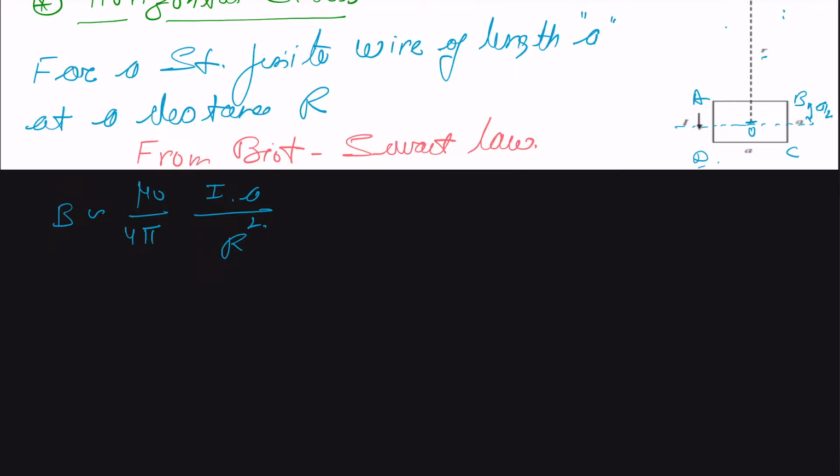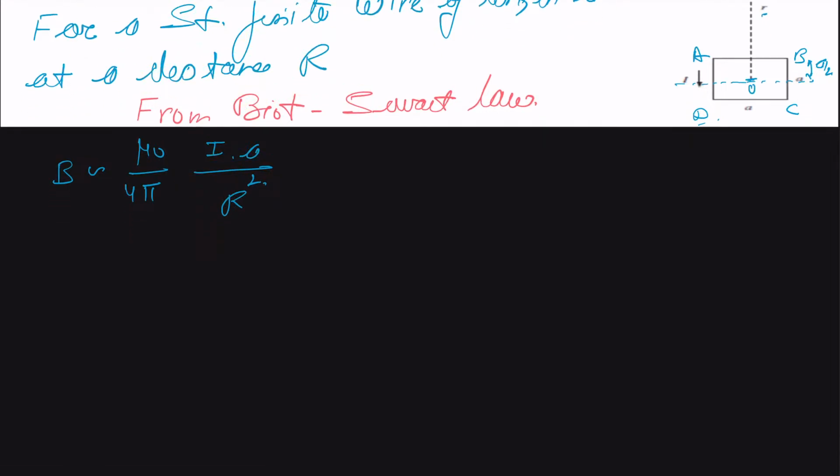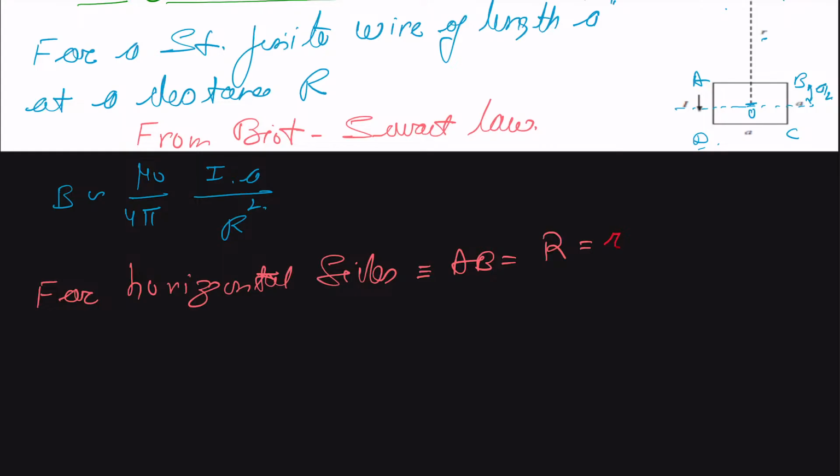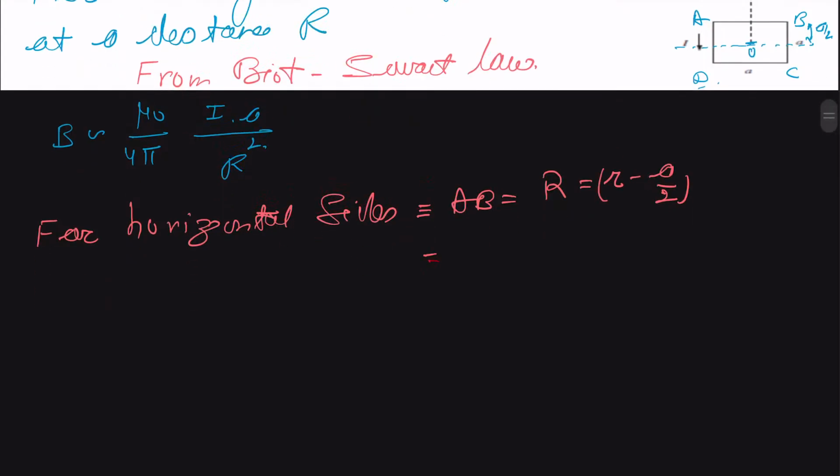So for the horizontal sides, we start with AB, and for AB we can write that our distance r is equal to r minus a by 2. And for our side DC, the distance will be equal to r plus a by 2.